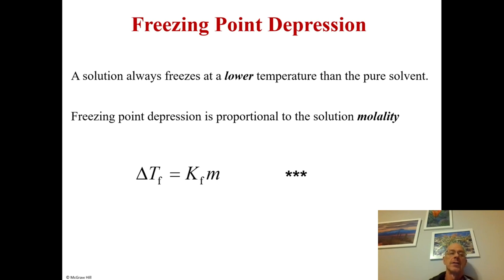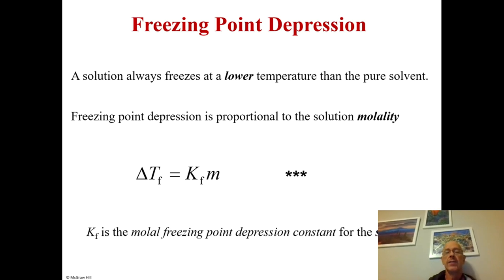Freezing point depression also is proportional to the solution molality, and it's given by this important equation that you should know. Delta T sub F, which is going to be negative, is equal to K sub F times the molality of the solution. K sub F is the molal freezing point depression constant for the solvent. Now, if you use K sub F as a positive value, delta T will be positive, but that is the amount that you decrease the freezing point for your solution.